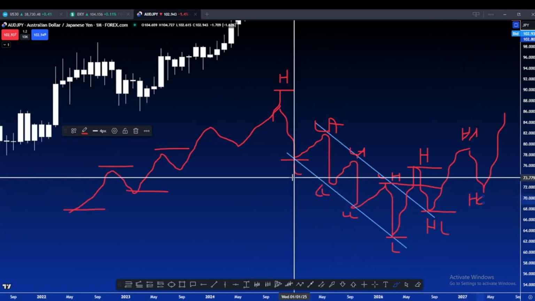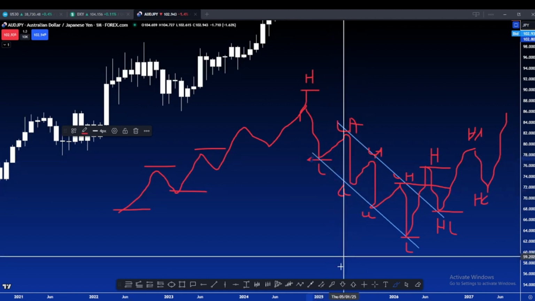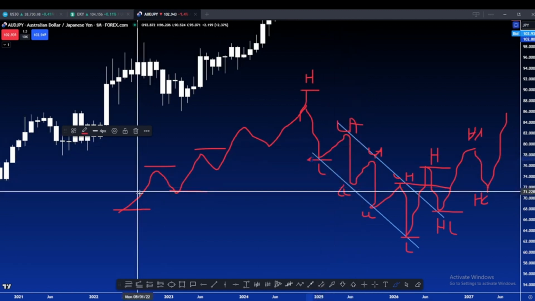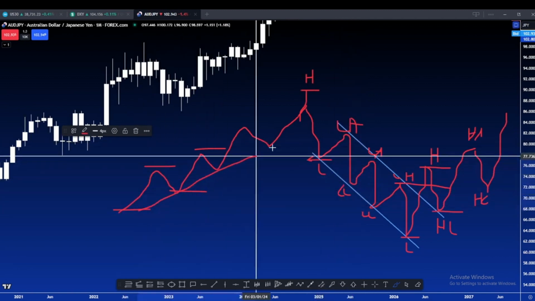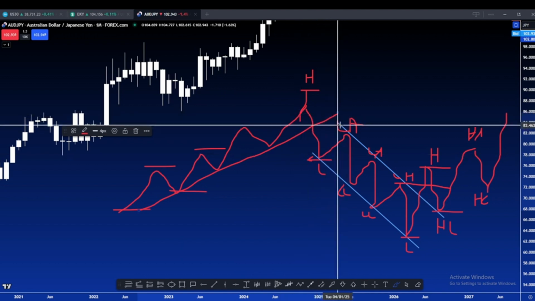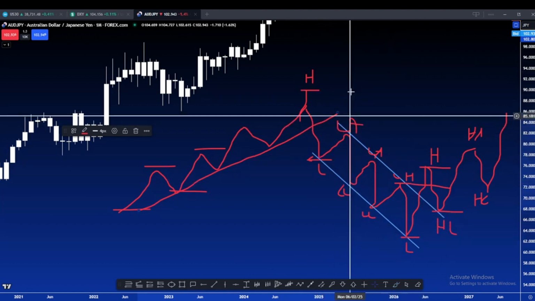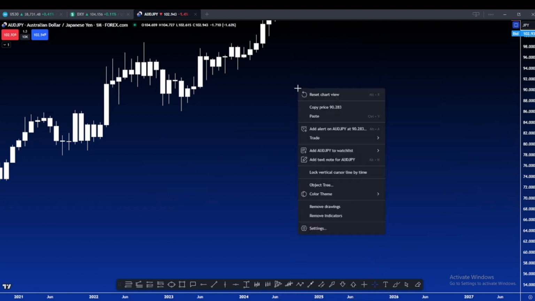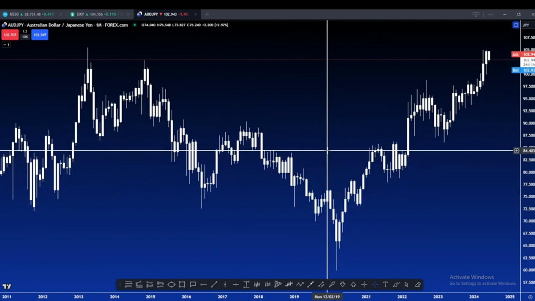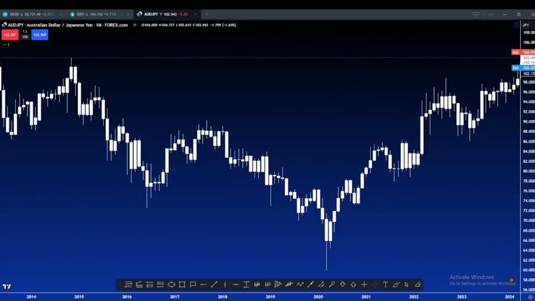So again, these are the proper ways to do your trend line. In an uptrend, you connect the higher lows. In a downtrend, you connect the lower highs. Now let's go ahead and erase this, and I want to give you guys some examples on the chart. Here we are on the AUD/JPY, and here's a nice little section right here.